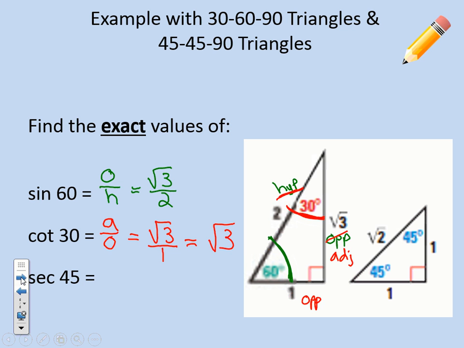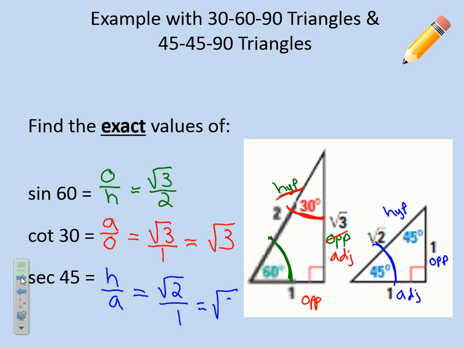And last but not least, I have the secant of 45, so I'm going to move over to my 45, 45, 90. I'm going to pick one of my 45s. This is opposite, adjacent, hypotenuse. Now secant, remember, hypotenuse over adjacent. So my hypotenuse is square root of 2, and my adjacent is 1, simplifies to the square root of 2.